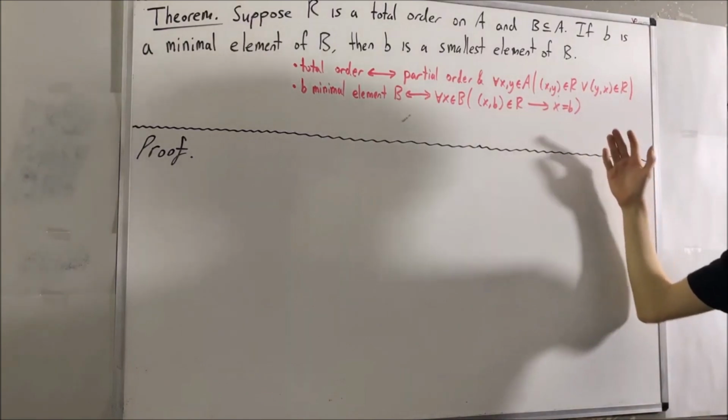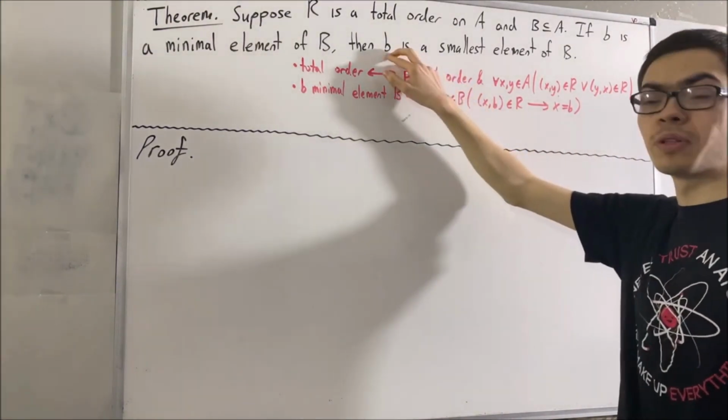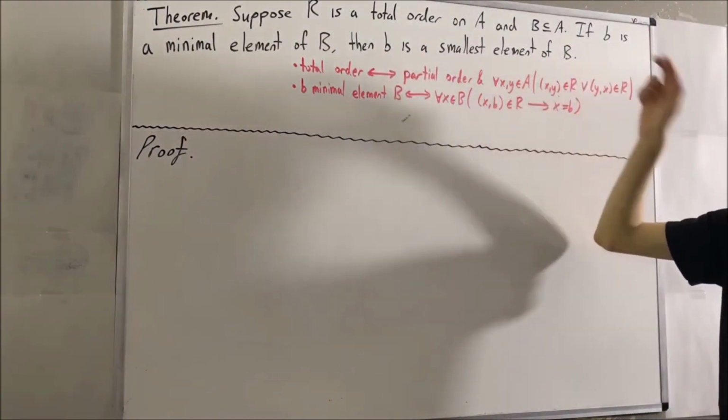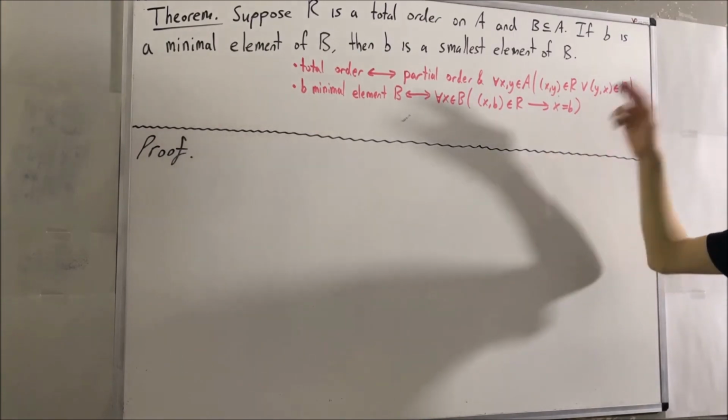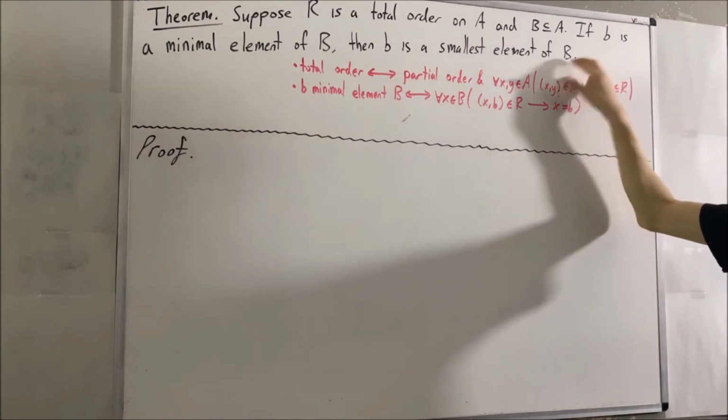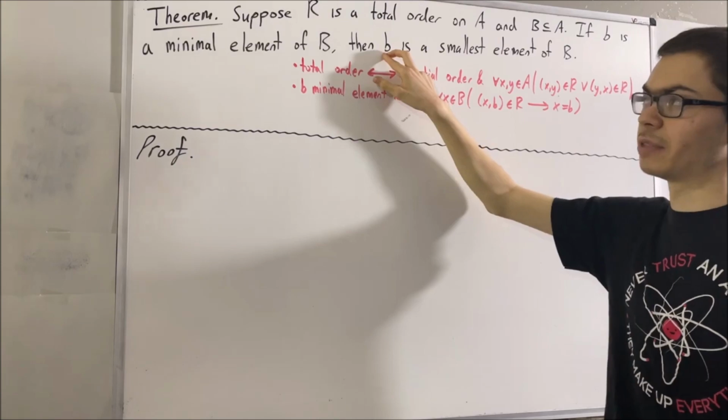And lastly, what does it mean for b to be a smallest element of B? If you recall, all that means is that for every element x in B, we have that (b, x) is an element of R.